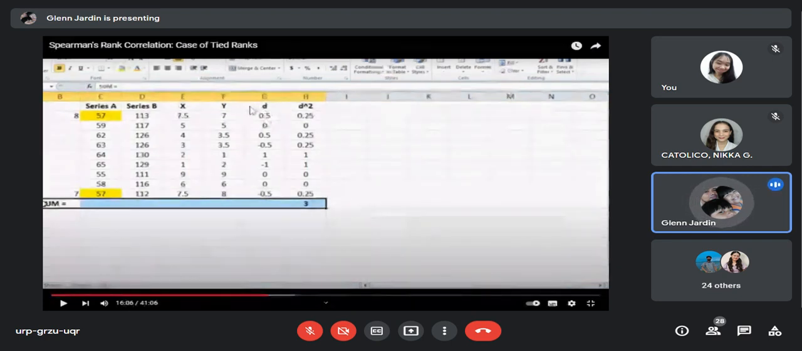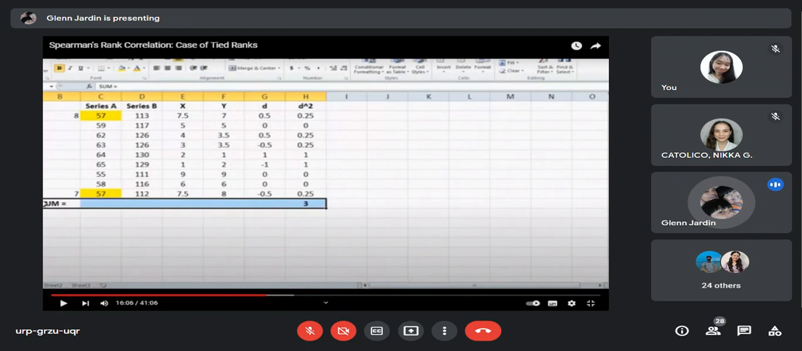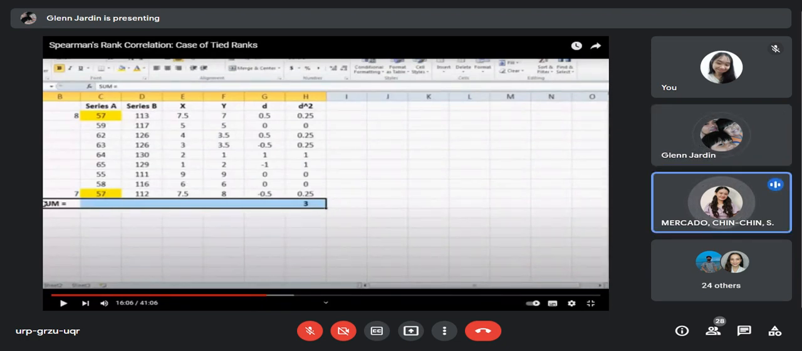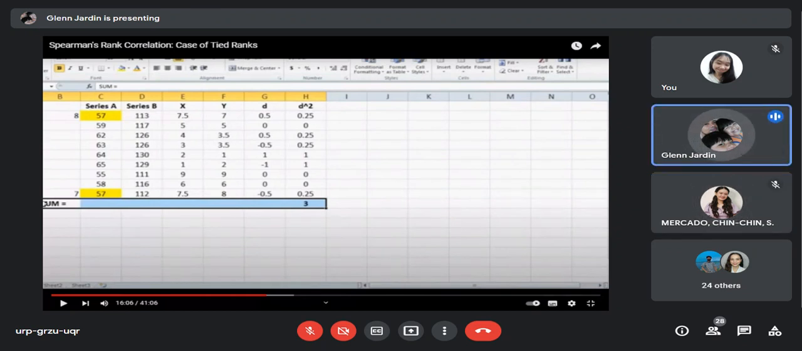Okay? Ito yung kasunod step. So, we are getting D. Again, anong D class? Naalala nyo kung anong sinasabi ng D? Difference po. Difference of the ranks. Okay? Tama. And then, this last column, anong tawag natin dito? Summation of D squared po. Yung square ng D.